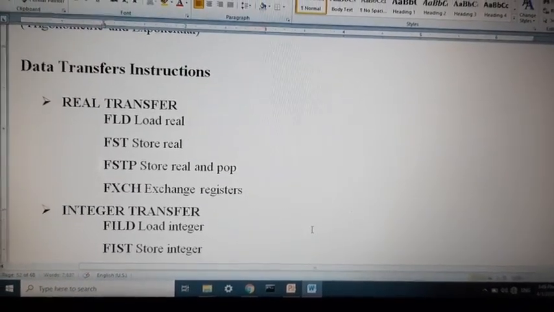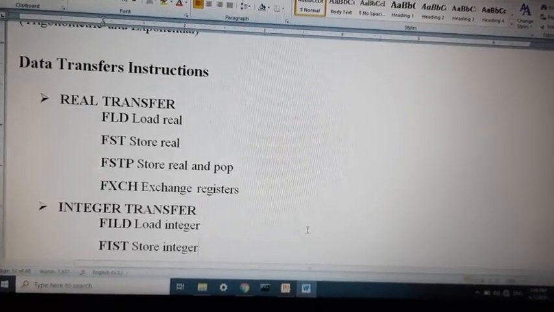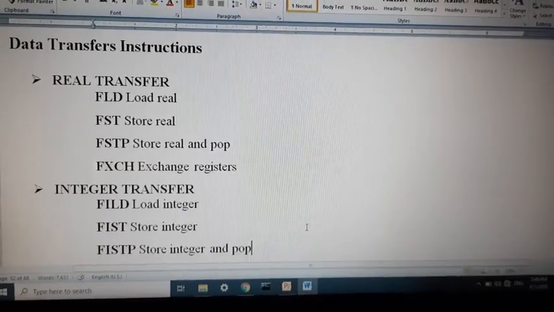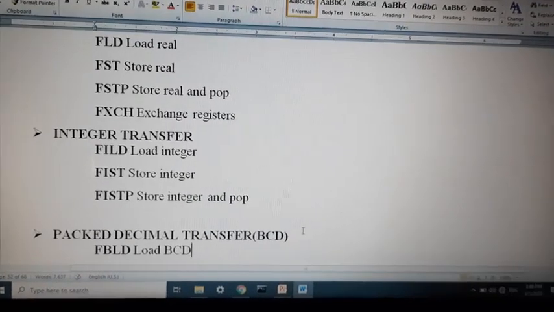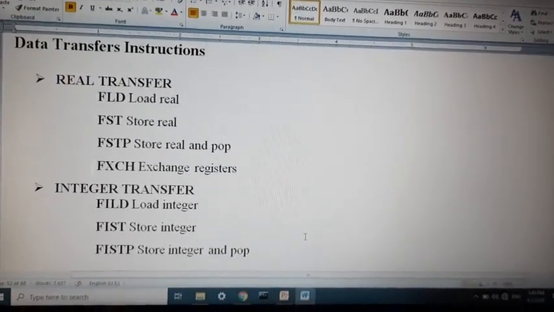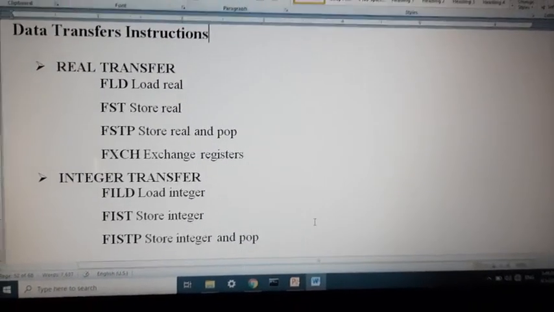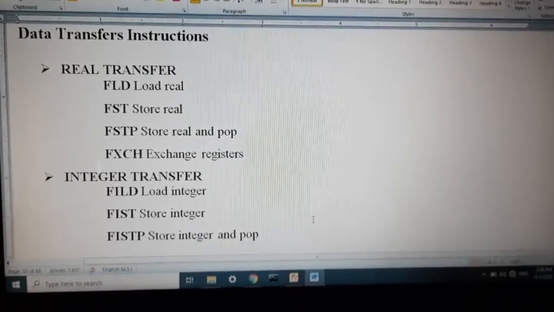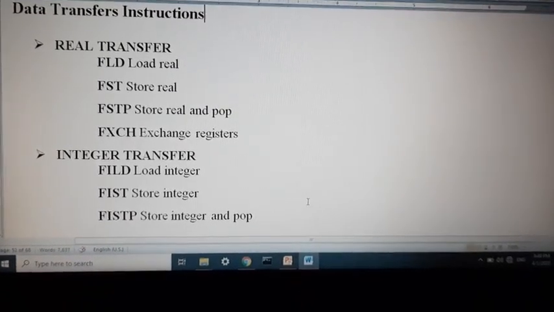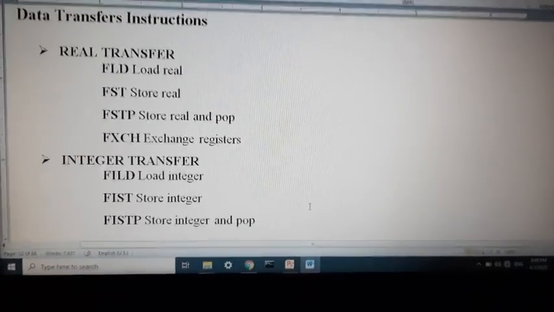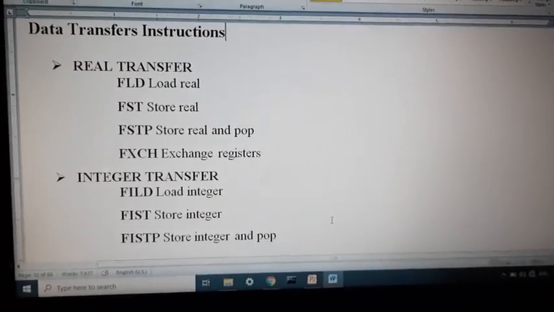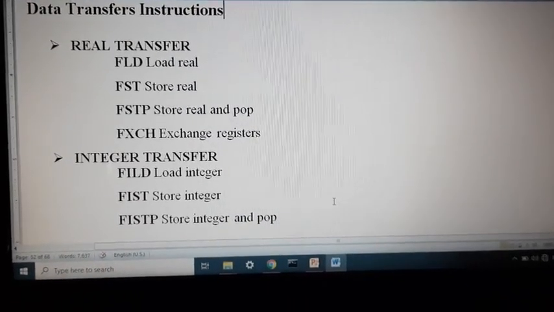Now we can have the data transfer in three data types. The first one is real data transfer, the second is integer data transfer, and the third one is packed decimal data transfer. Now as we all know, your 80387 is able to perform operations only on the real data type. It will not be able to perform data operations on integer type or any other type. So the first type of data transfer is called the real transfer.